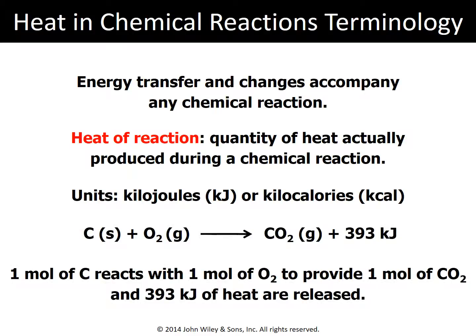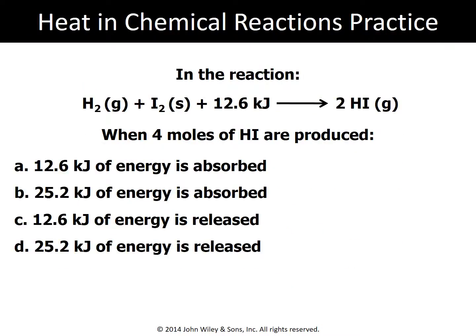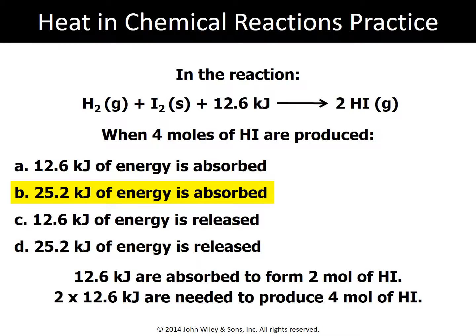But if we look at this equation, we have carbon plus oxygen yields carbon dioxide plus 393 kilojoules of heat released. So in this question, in the reaction hydrogen gas plus iodine plus 12.6 kilojoules yields 2 moles of hydrogen iodide, when 4 moles are produced, what are we going to have? We're going to have double of our energy absorbed so the reaction can take place. So here we're multiplying our 12.6 times 2 to produce our 4 moles. And that is it for chapter 8.